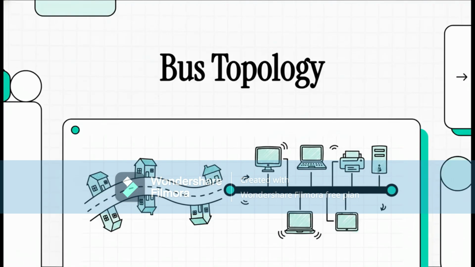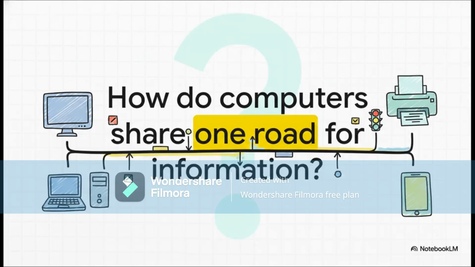Have you ever thought about how all the houses in a neighborhood are connected by the same main road? Well, it turns out some computer networks work in a really similar way, using just one shared path for everything. So, that really makes you wonder, right? How in the world do all these different devices, your computer, your printer, you name it, share one single road for all their information without causing a massive traffic jam?